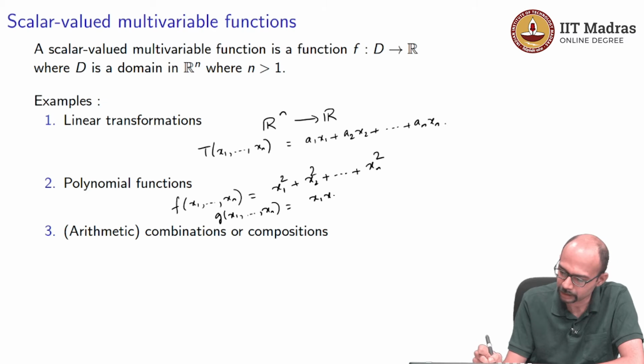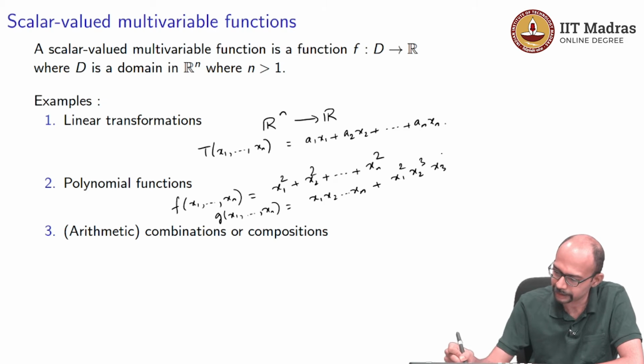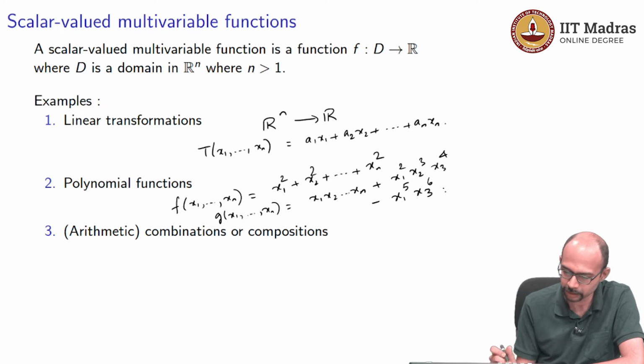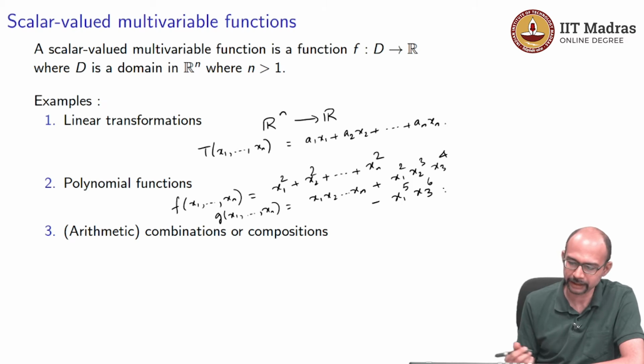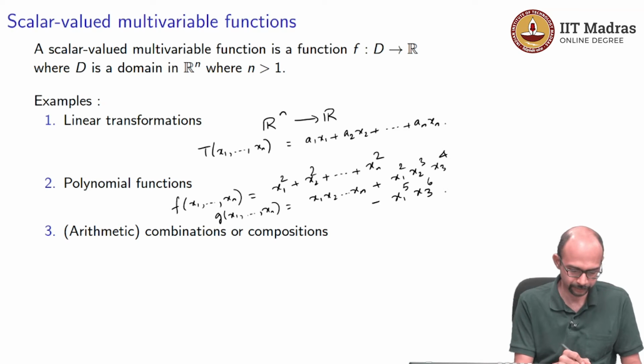Maybe another polynomial function is x1 times x2 times up to xn, and then maybe let me add x1 squared x2 cubed x3 to the power 4, and then minus x1 to the power 5 x3 to the power 6. So this is an example of a polynomial function in several variables. And then you could combine these, or you could combine other ones as well, and we will do more examples as we go ahead.